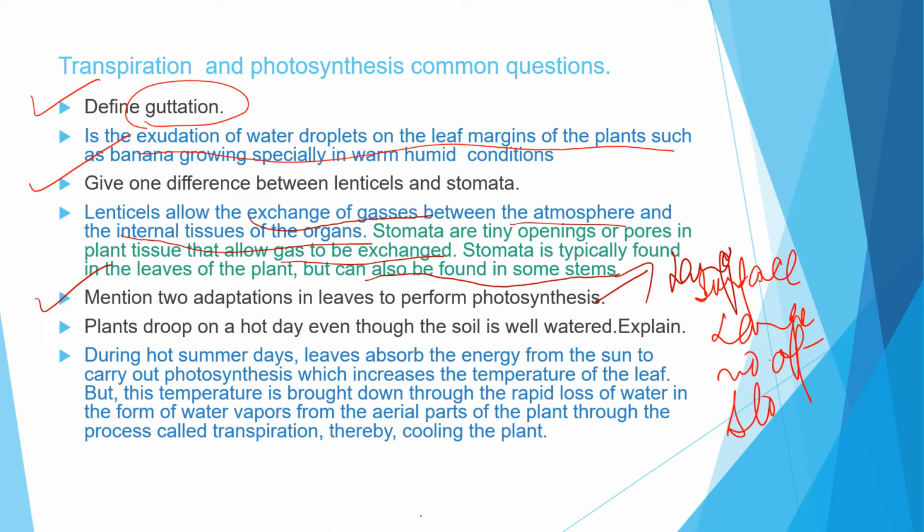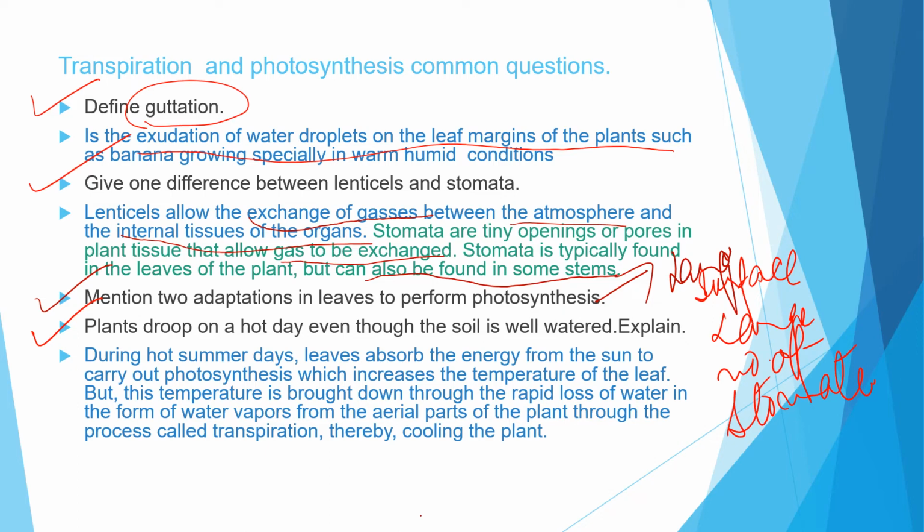So is it clear? So these two are the main things. Others you can also tell, like the arrangement of the leaves, the concentration of chloroplast, and the extensive venation system. So these are all adaptations to perform photosynthesis. Now the next question is, why do plants droop on a hot day even though the soil is well watered? Now you should explain it with reasons.